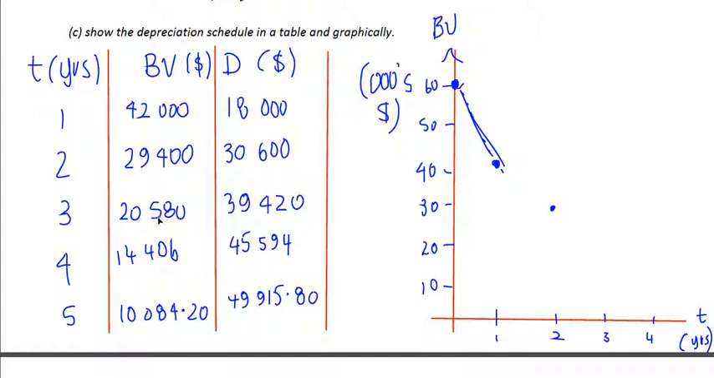Third year, just above 20,000. You can see that my graph is quite rough. To 4 years, 14, sorry. And after 5 years, 10. What you should be able to see is we're getting a curve happening here. It is the opposite to our compound interest. Remember, our compound interest went up like that. This one is coming down. So that's compound interest.